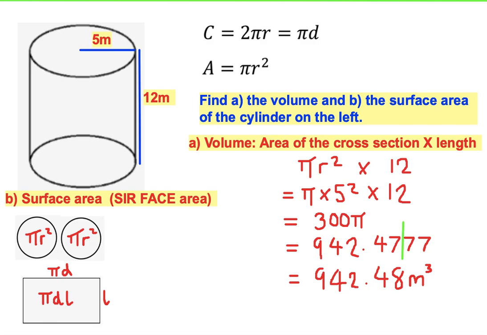So the 2 circles are easy enough. That's 2 times pi r squared. 2 times pi times 5 squared. That's going to give us 50 pi. I'm going to leave it in terms of pi to begin with. And then the area of my curved surface area is pi times diameter. Now the diameter is going to be 10.